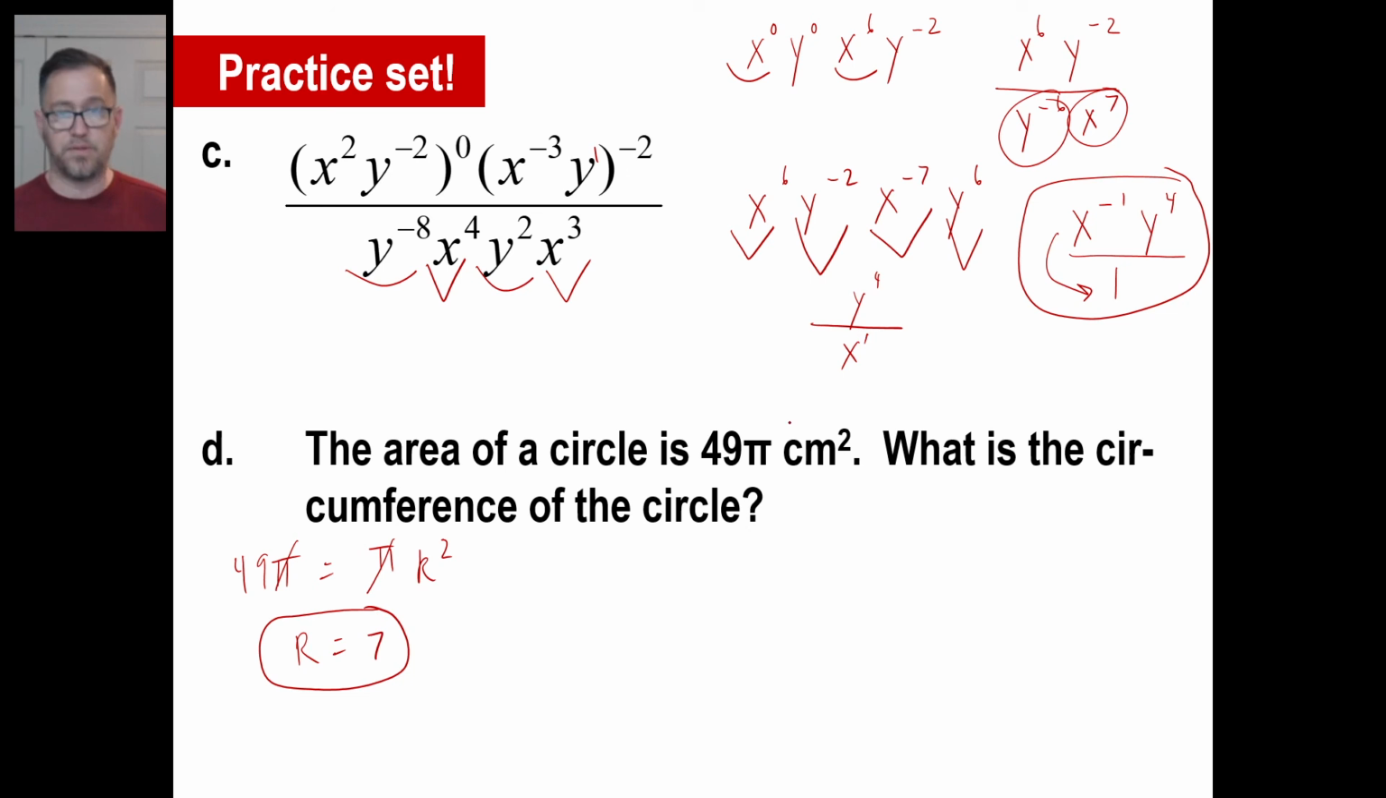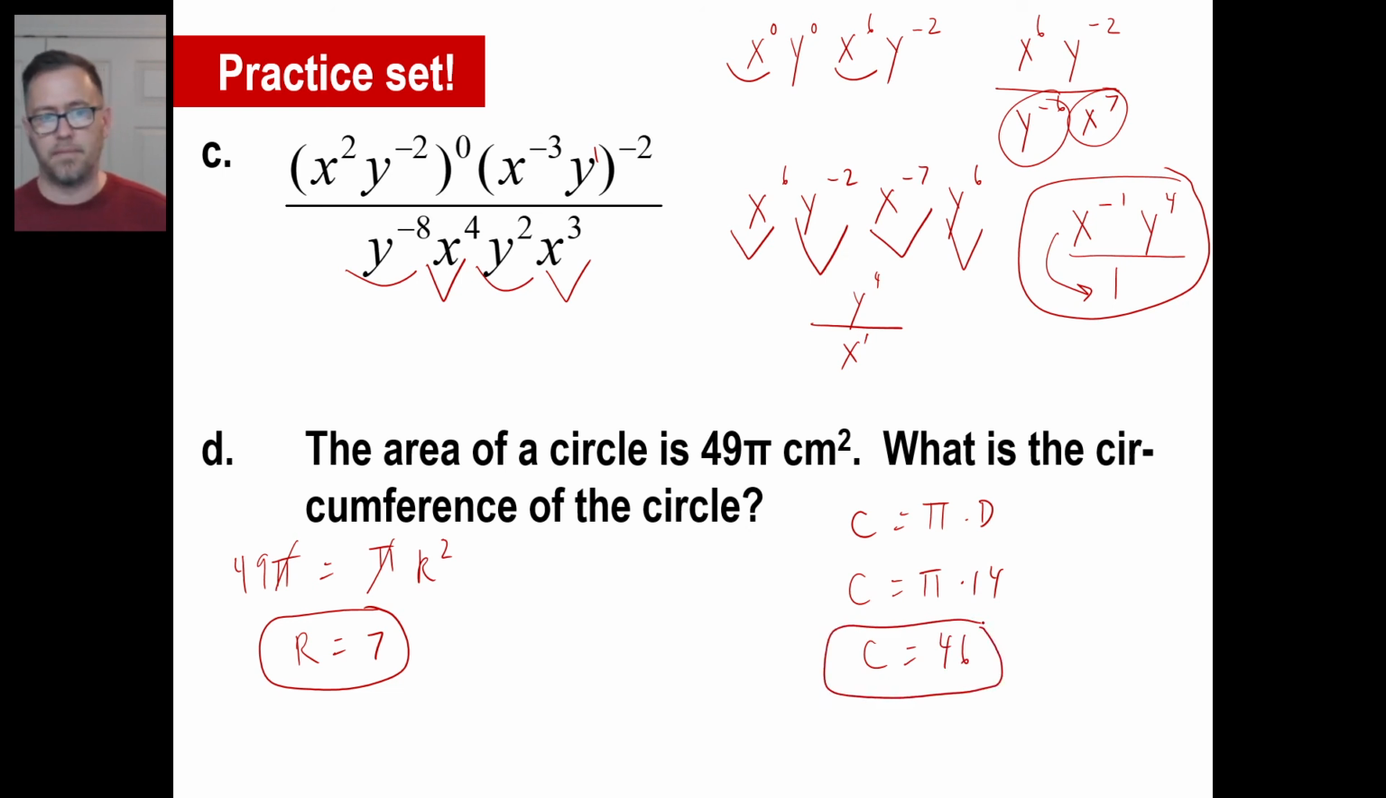Now they're asking, what's the circumference? Well, we know the circumference is pi times the diameter. Well, if the radius is 7, that means the diameter is 14. Pi times 14, and you can do 14 times 3.14, and I'm going to approximate here. It's going to be about 46. There we go. And that's all there is to it.